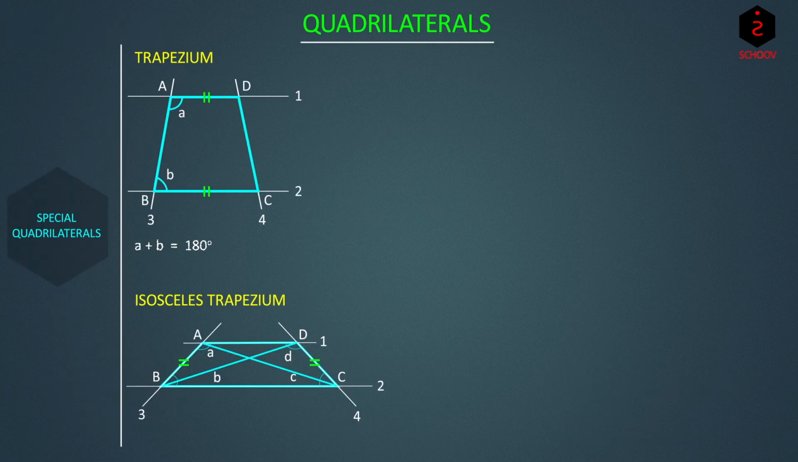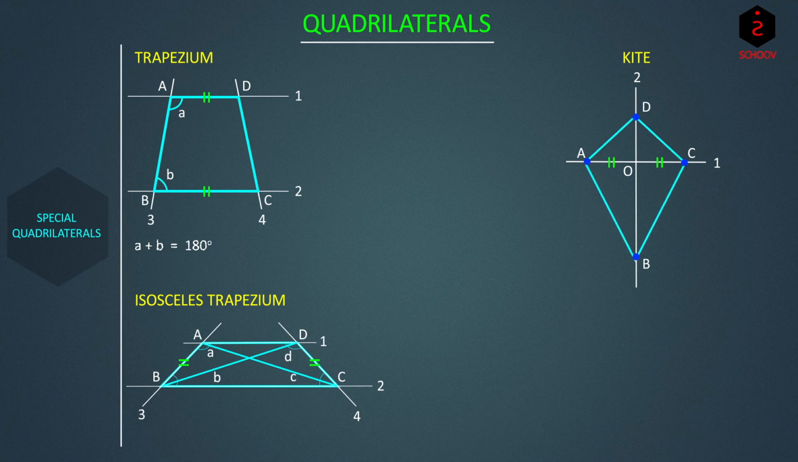The last one is kite. Draw two perpendicular lines, 1 and 2, intersecting at O, and mark points A and C on 1 such that OA and OC are equal. Now mark any 2 points B and D on 2. Join A, B, C, D to get a kite. If OB and OD are also equal, we get a rhombus.